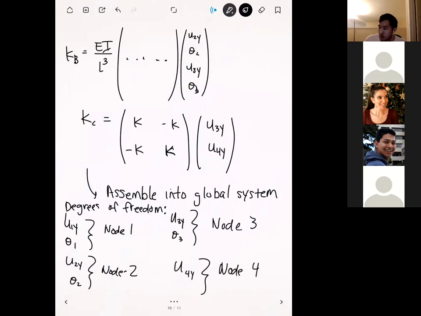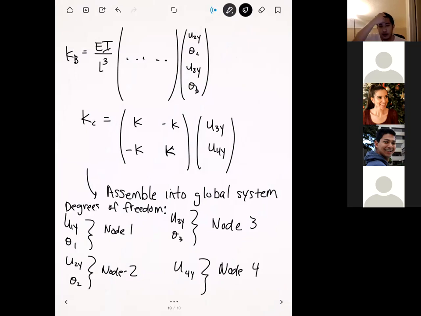Okay. And so the reason we don't have theta 4 is because node 4 isn't attached to the beam. And so there's no way for it to support any rotation. Okay. And so in the end, I know that node 4 is fixed, and in the end, we're going to just cancel out that row in the matrix.